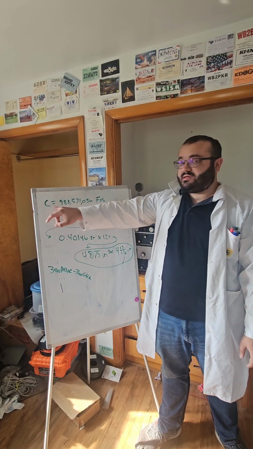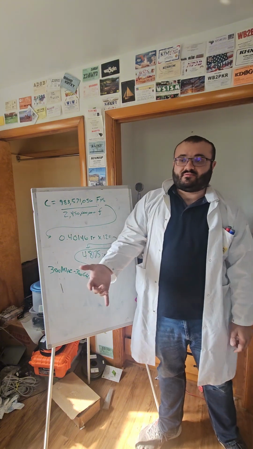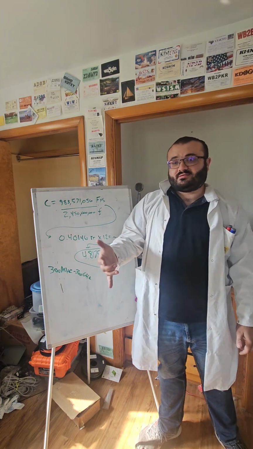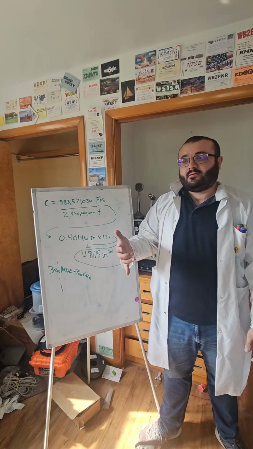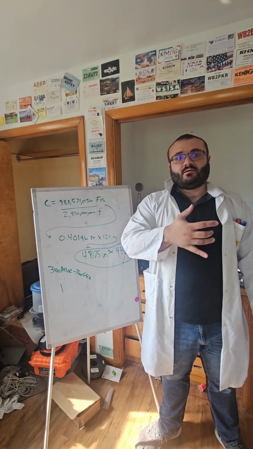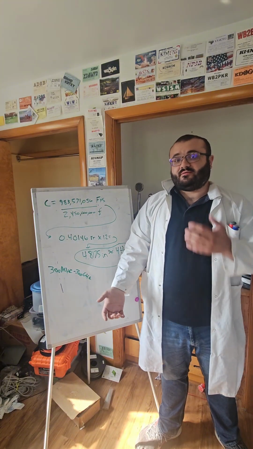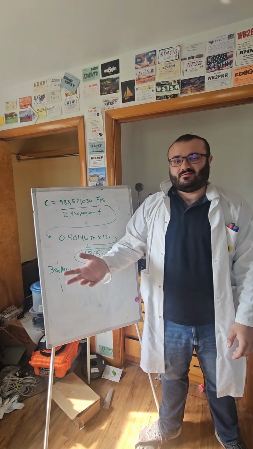So I took C. C is the speed of light in a vacuum. I would be using the speed of light in air because it is slightly slower in air, but it's about 99.97% the speed of light in air versus a vacuum. So I just went with the speed of light within the vacuum because it's a little easier.